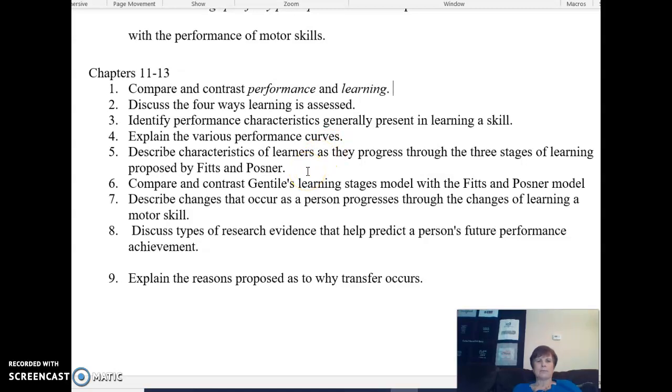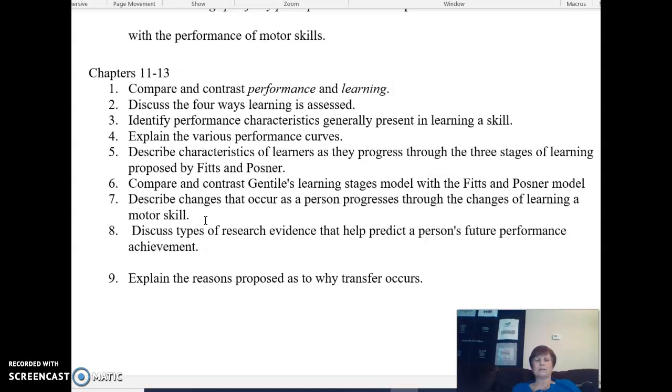The next chapter, chapter 12, we looked at stages of learning. We looked at Fitts and Posner's 3 stages of learning. And then we looked at Gentile's 2-stage model. We talked a little bit about Bernstein. So be able to compare Fitts and Posner's 3-stage theory, Gentile's 2-stage theory, and what Bernstein has to say as it relates to the stages of learning a motor skill. Again, in this chapter, there was a whole series of changes that occur when a person goes from a novice to an expert.